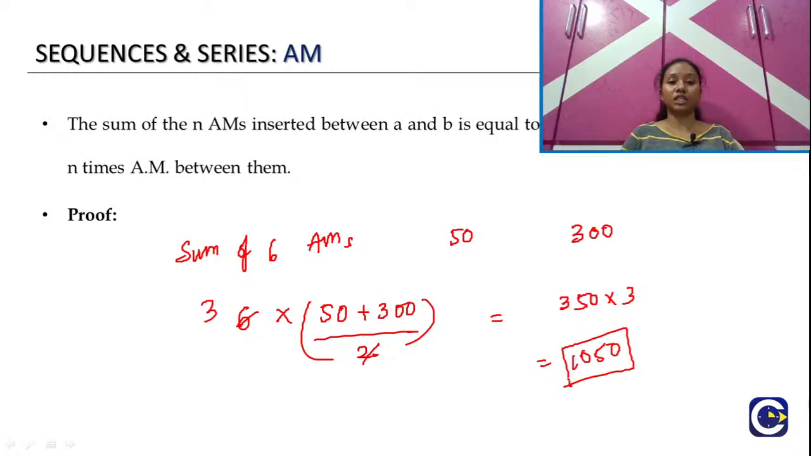There is no need to find those arithmetic means. Instead, we can directly use the formula that we have derived just now in order to figure out the sum of those n arithmetic means. I hope you guys are clear with this arithmetic means concept and finding the sum of the n arithmetic means inserted between the two numbers a and b. If you are okay with this, we can move ahead and deal with the questions related to the arithmetic mean.